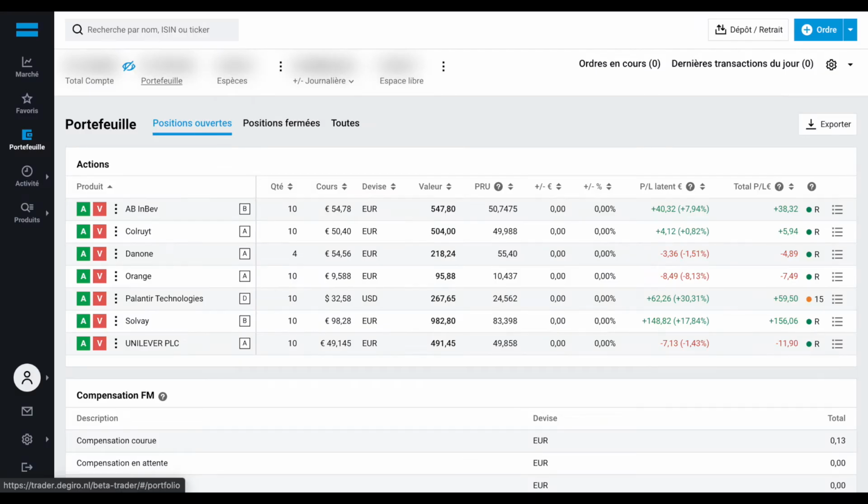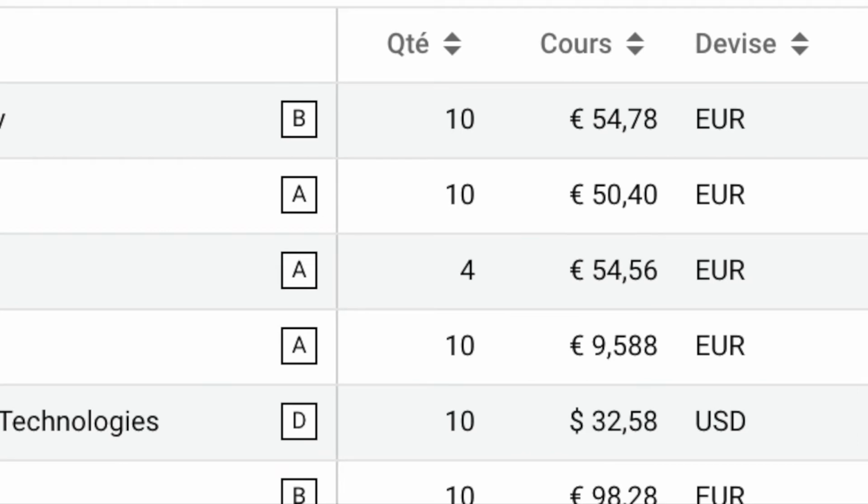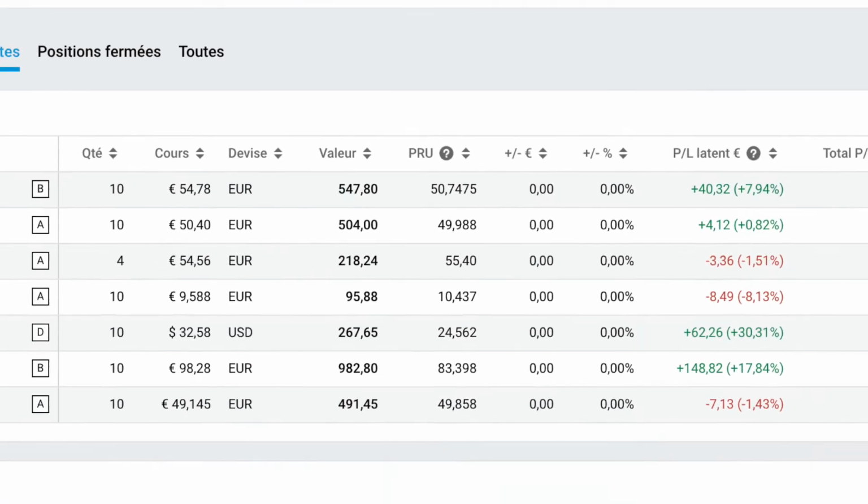Following this, you will find the portfolio tab. This is where you will find all your investments held with the following information: their name, how many you hold, the price and currency, profits and losses of the day, profits and losses since purchase. This is going to become your favorite tab.